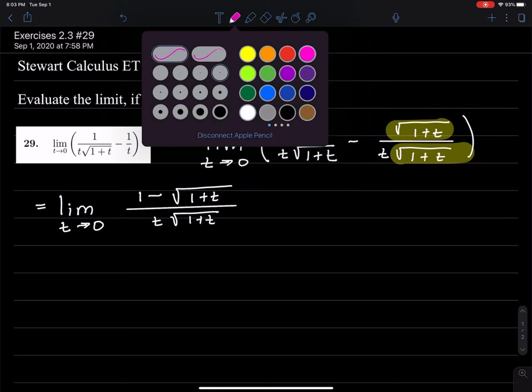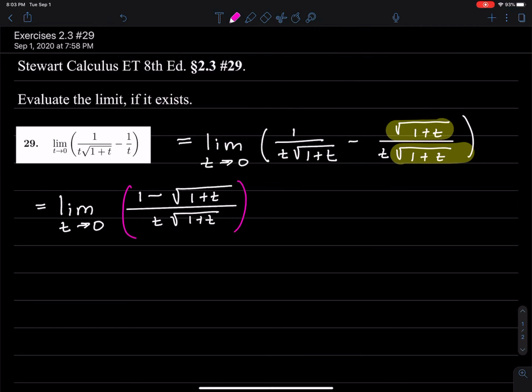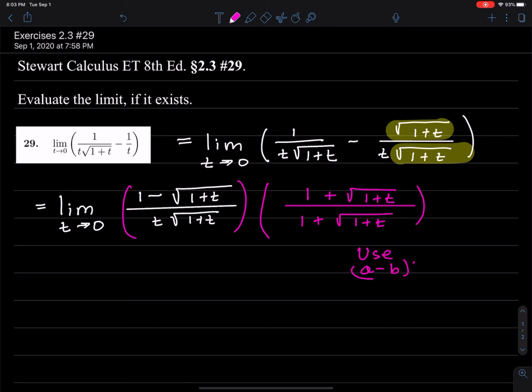So let's charge ahead. I have a radical in the numerator, and it's a difference. I have 1 minus radical 1 plus t. When we have a radical that has a difference, I can multiply by the conjugate of that difference. And I have to do the same thing to the denominator. If I multiply by something on the numerator, I have to multiply the denominator also. And so we're going to use the simple formula a minus b times a plus b equals a squared minus b squared. That's what we're going to use.